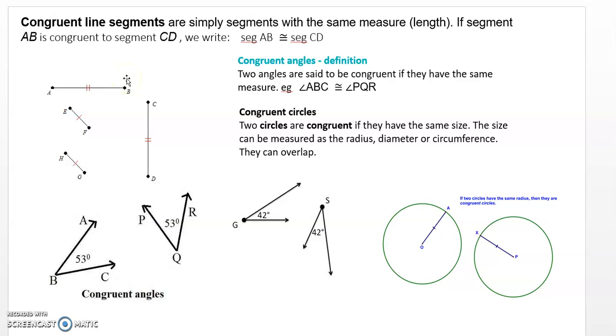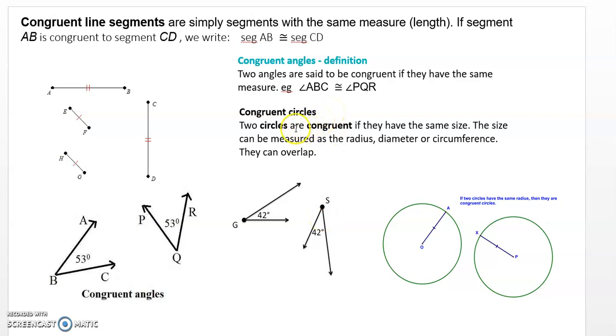If the given line segments are equal in length, they are said to be congruent. Similarly, for congruent angles, two angles are said to be congruent if they have the same measure. Now here you can see angle PQR is 53 and ABC is also 53. So how do we write? Angle ABC is equal to angle PQR, with the congruent symbol. Here also you can write angle G congruent to angle S. So this is the meaning of congruent angles.